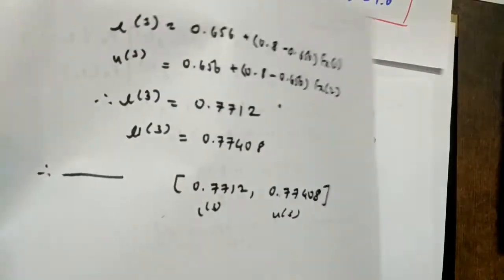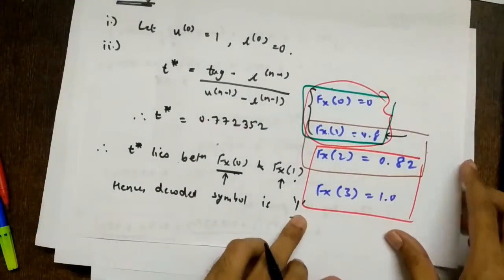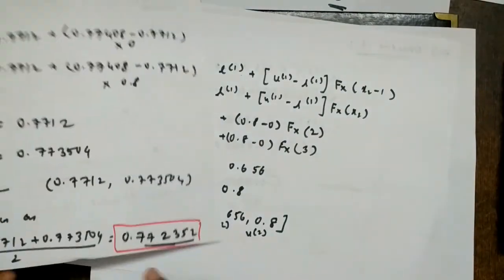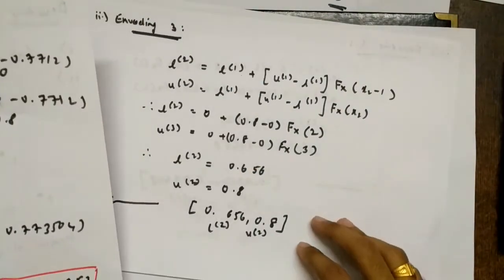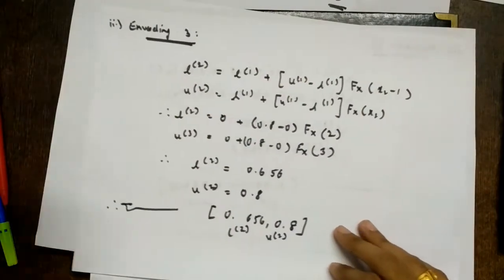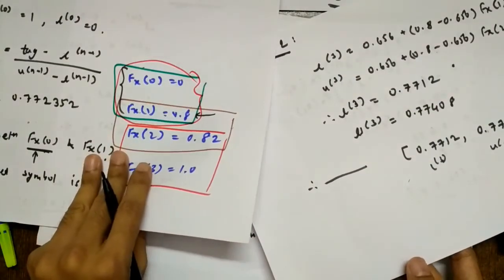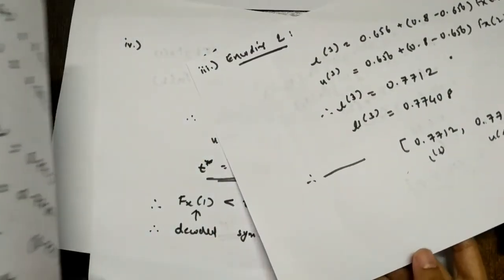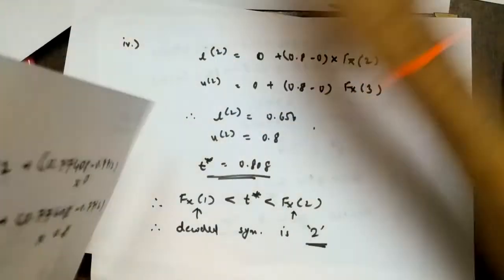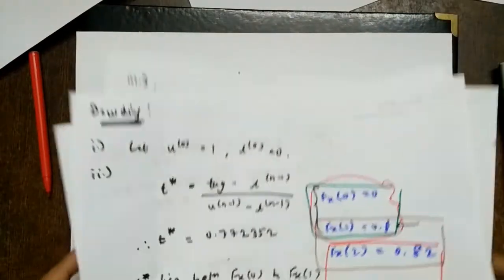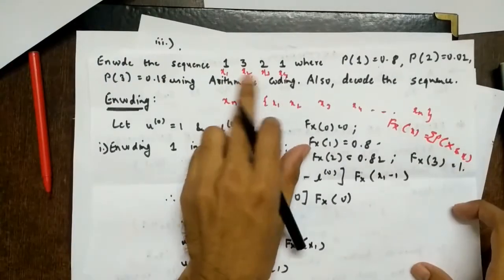So let's see what sequence we have generated. So first we have generated 1, then 3, then 2, and then finally 1. And what was the question? Encode the sequence 1, 3, 2, 1. So we have decoded correctly.